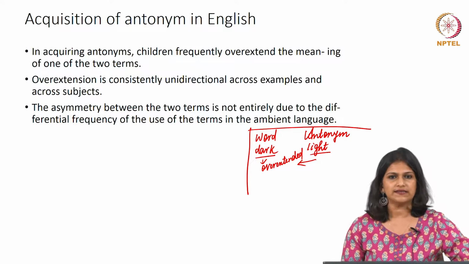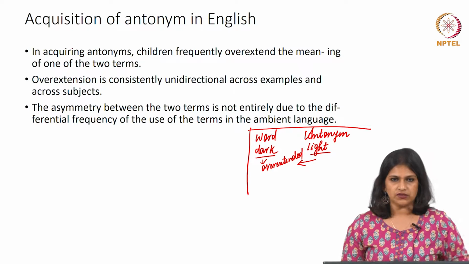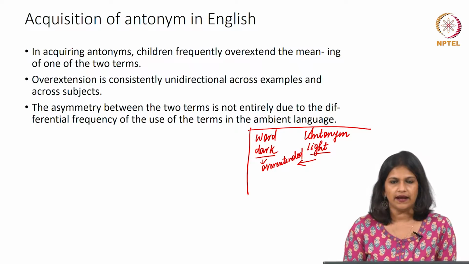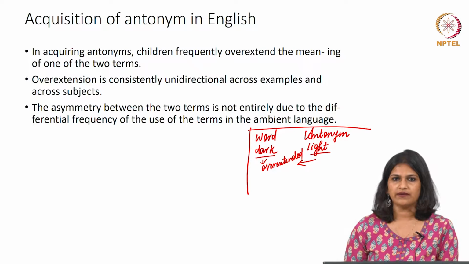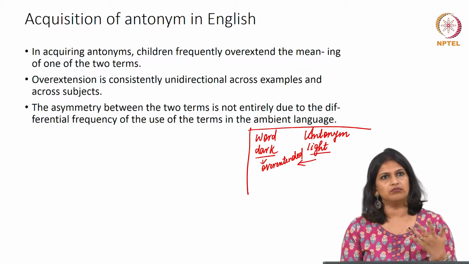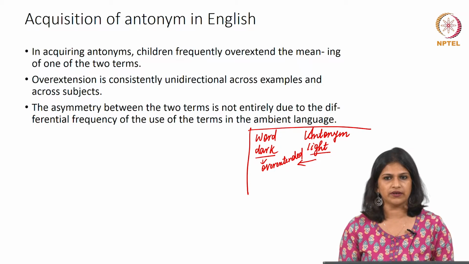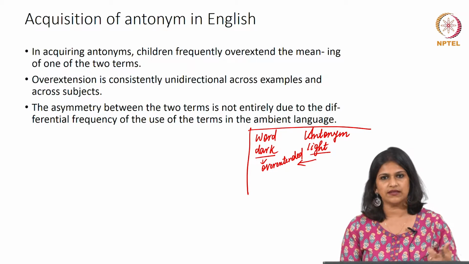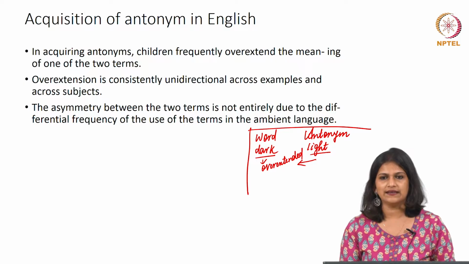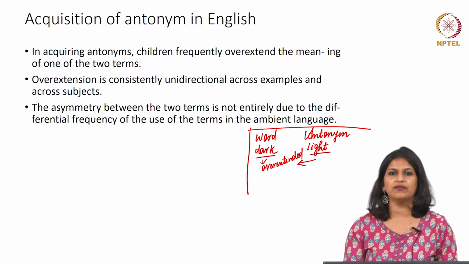Okay. So, let us start from the overextension. A lot of research has been done, and the researchers have noted that in the course of acquiring the meaning of antonyms, mainly the English speaking children learn to understand and use one of the two terms before they understand and use the other. So, that means if it is dark and light, the child does not acquire both at a time.